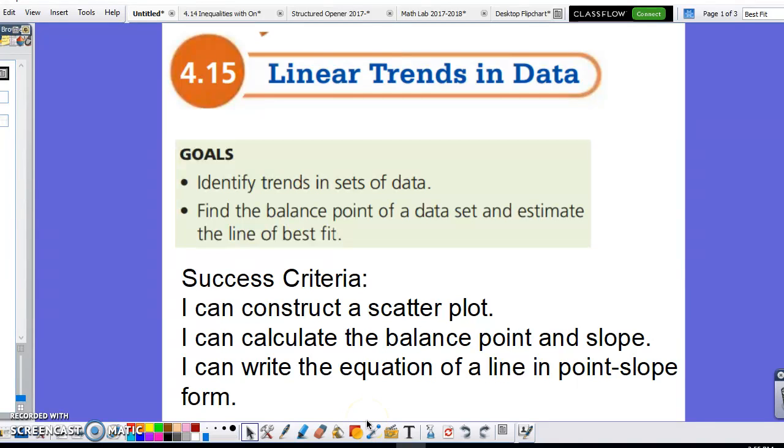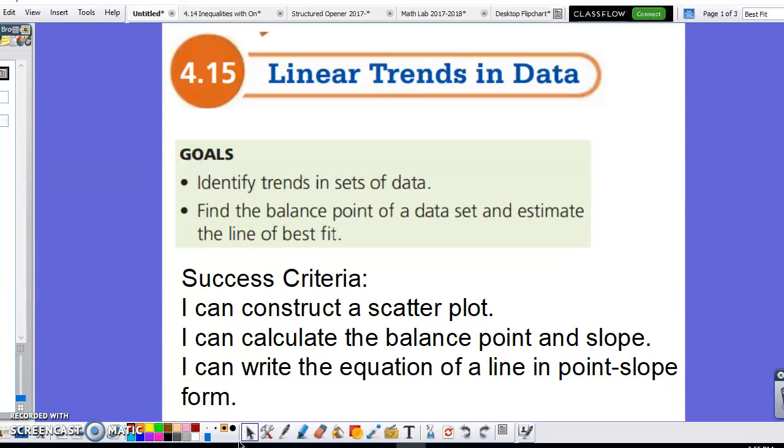Okay, we're going to take a look at Chapter 4, Section 15, Linear Trends in Data. So we've been doing a lot of stuff with inequalities lately, and this is the last section of Chapter 4, and we're going to take a step back from inequalities and look at a few other things. So, linear trends in data, our goal is to be able to identify trends in sets of data.